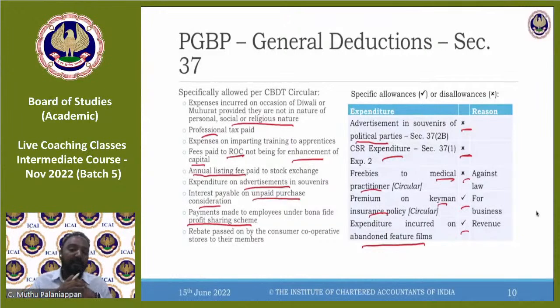He's not going to earn anything. So that expenditure is actually a revenue expenditure. So that's what it is about. So whatever is a film that wasn't released, expenditure incurred on such film is also a revenue expenditure. So please note down all of these.